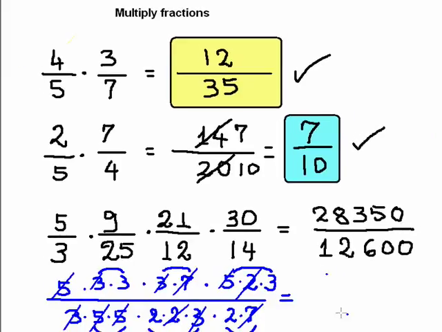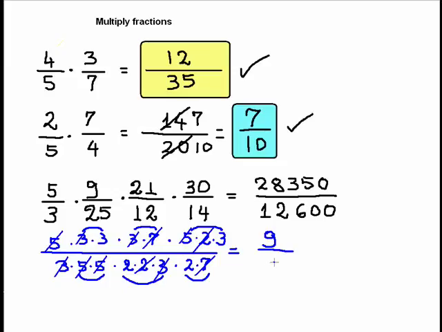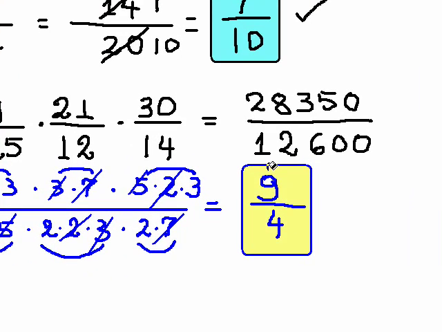So I get 3 times 3 is 9. Let me write it for you. At the numerator, I have 9. And at the denominator, I have a remainder of 2 times 2, that is 4. And this is my final answer. So as you can see, sometimes it is easier to follow this little trick in order to complete the multiplication of the fractions, especially if you have more than two fractions.